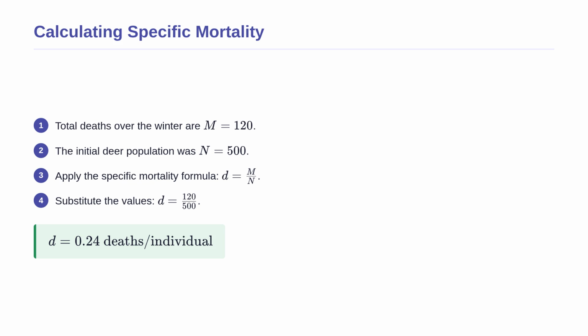Dividing 120 by 500 gives us 0.24. Physically, this means that 24% of the population died. For every individual deer alive at the start, there was a 24% probability it would not survive the winter.